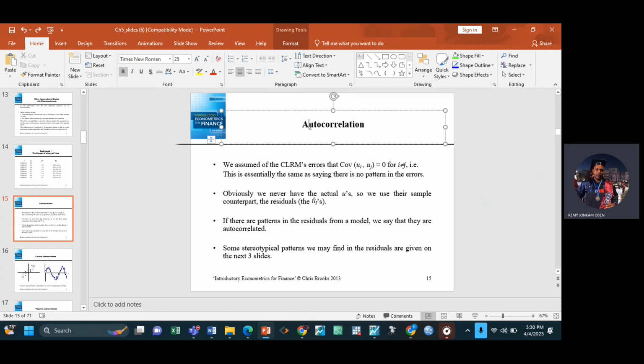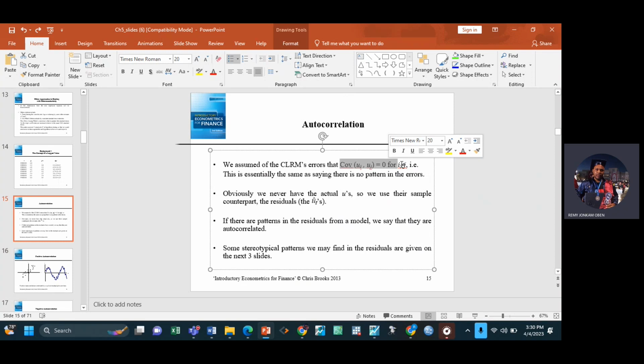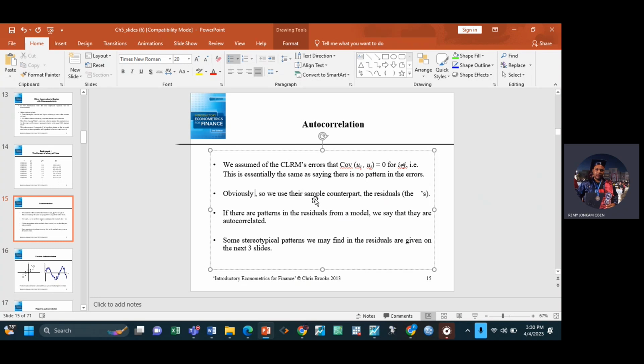So it's autocorrelation. Now, we don't want autocorrelation. We don't want error terms to have this linear relationship. So we want the covariance between one error term, ui, and another error term, uj, to be 0. Covariance between error terms should be 0. Of course, i should be different from j, so you should not take the same error term twice. Obviously, we never have the actual u, so we don't have the population, so we are trying to use the sample.